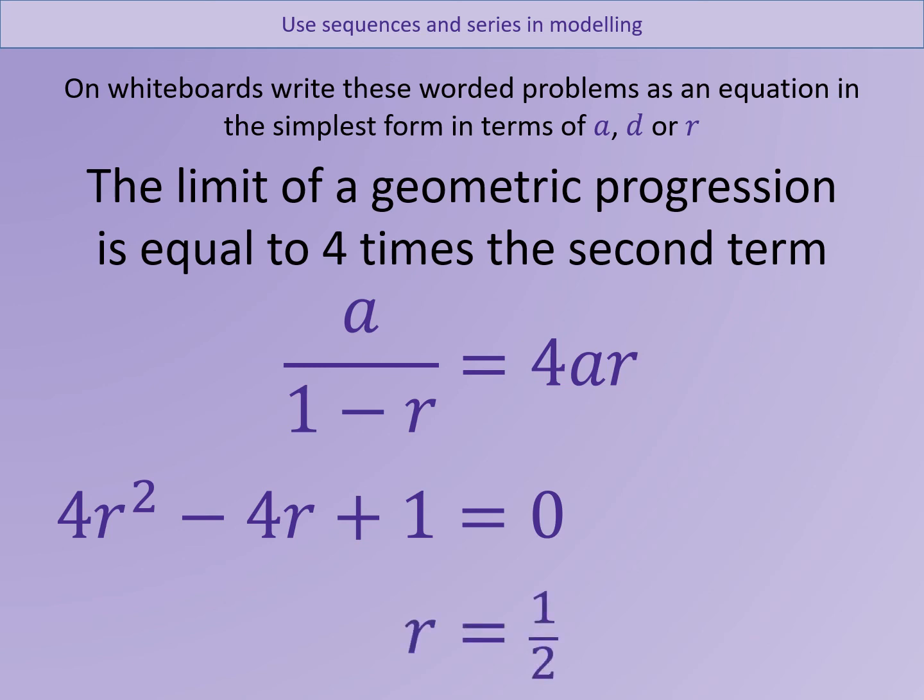Remember that we already know that this geometric progression must have an r value between minus 1 and 1, because otherwise the sum to infinity formula would not be valid. So if we had solved this and found an r value outside of the range minus 1 to 1, we would have known to reject that value of r.